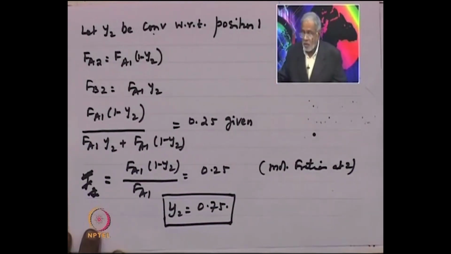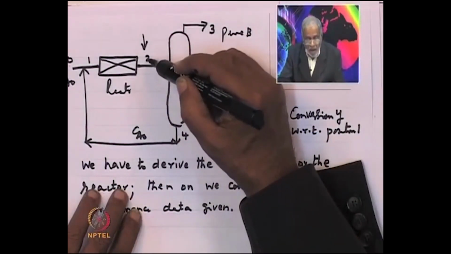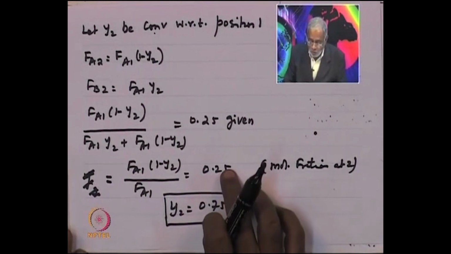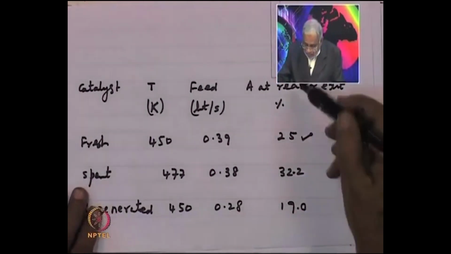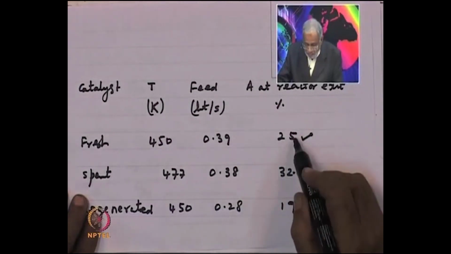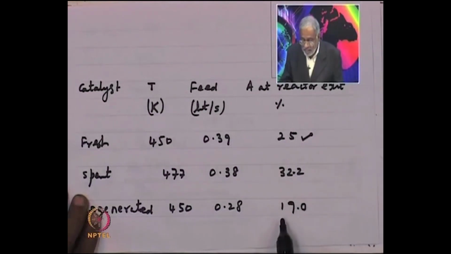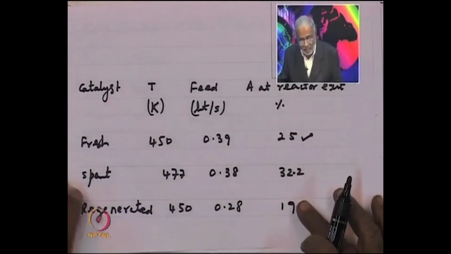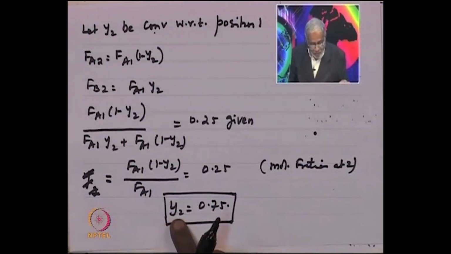What we are saying is that if I give you the mole fraction at position 2, I can calculate conversion simply from these relationships. If the mole fraction is 0.25, then conversion is 0.75. In this data, a mole fraction of 25% at the reactor exit means our conversion is 75%. Here 32.2 means our conversion is 67.8. Here 19% means our conversion is 81%. This is the kind of data that is given. So we have found the value of Y2, because it is given to us from the data.